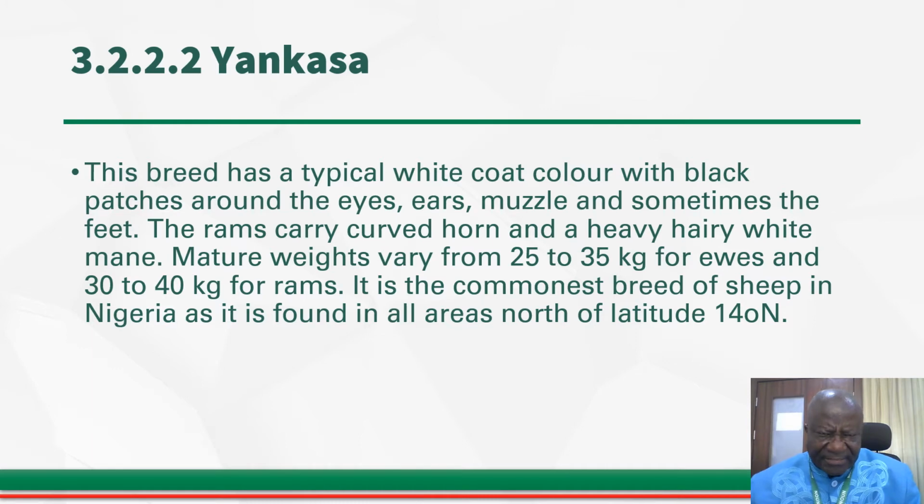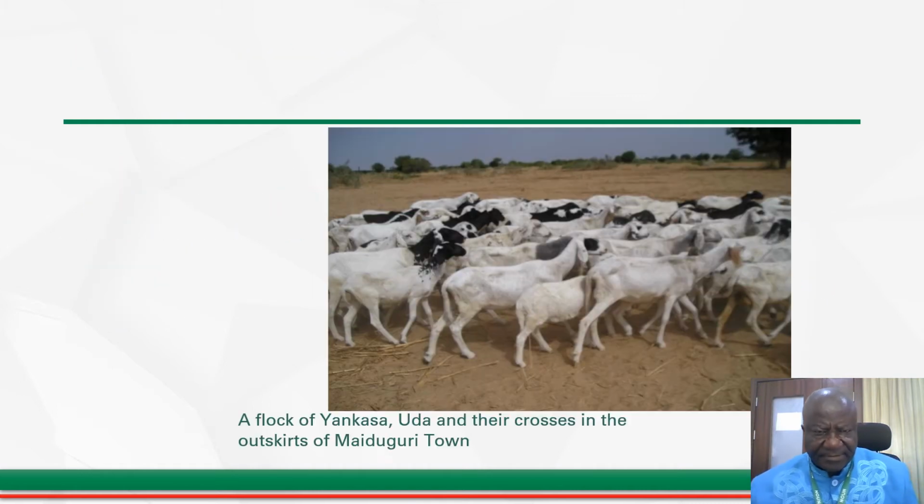Yankasa. This breed has a typical white coat color with black patches around the eyes, ears, muzzle, and sometimes the feet. The rams carry curved horns and a heavy, hairy white mane. Mature weights vary from 25 to 35 kg for ewes and 30 to 40 kg for rams. It is the commonest breed of sheep in Nigeria, as it is found in all areas north of latitude 14 degrees north.